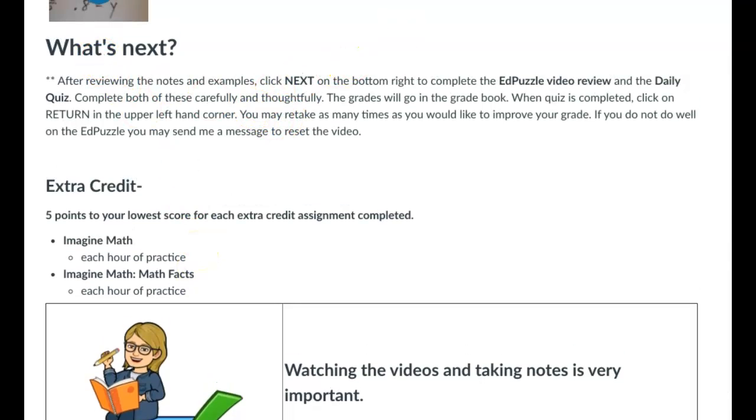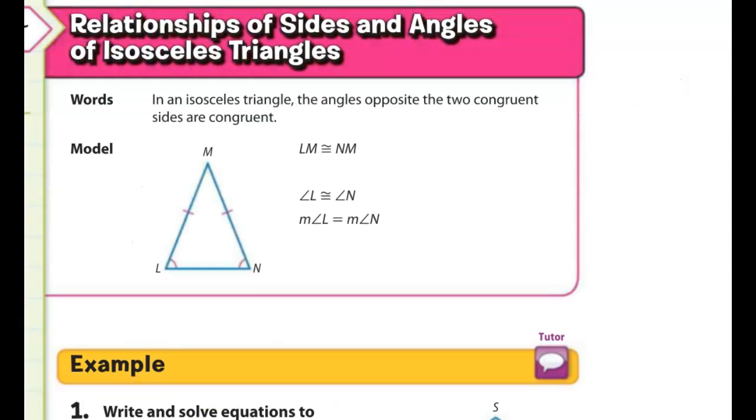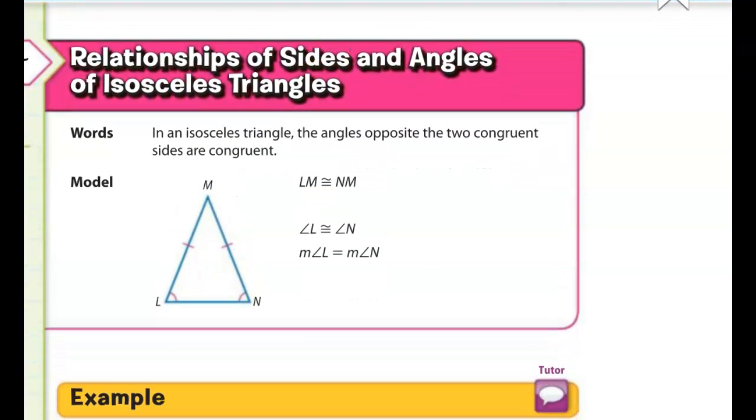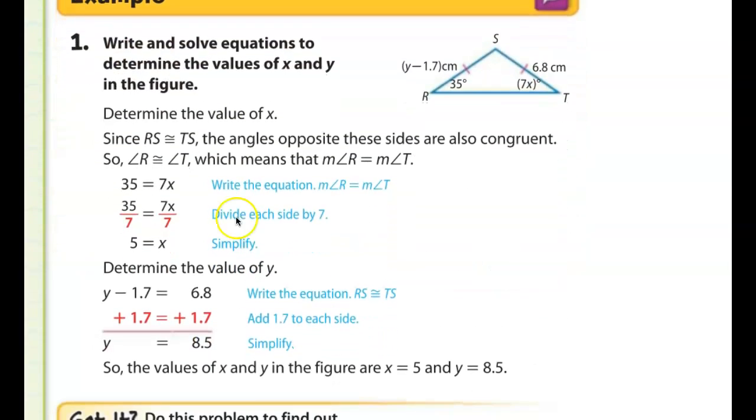Okay, now we're going to review some stuff from the book. If you open up your book again to page 694, you're going to see the explanation again about what is true about isosceles triangles, the angles and the sides. In this particular example, it says determine and solve the equations for x and for y. X is going to be the interior angle, so 7x and 35 degrees. These two angles are equivalent because they're the opposite angles of the equivalent sides.